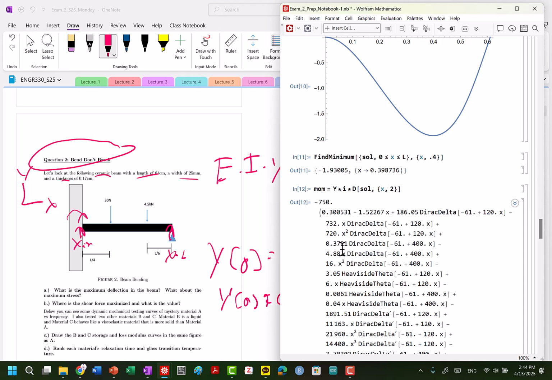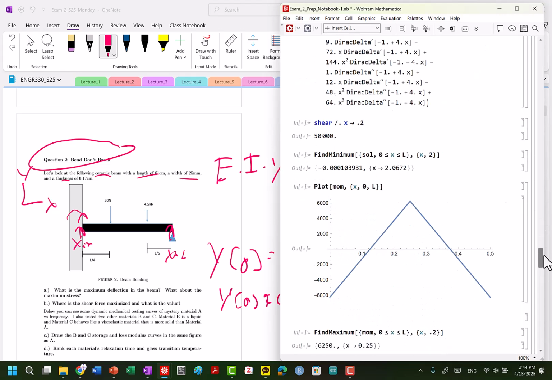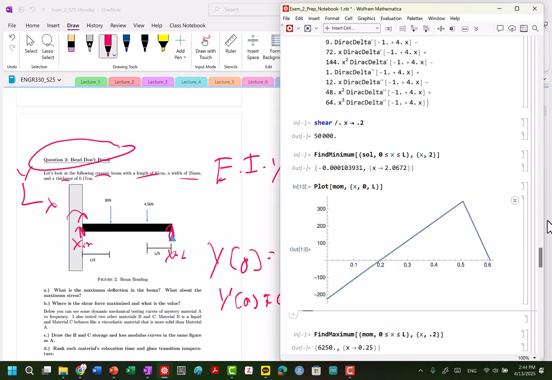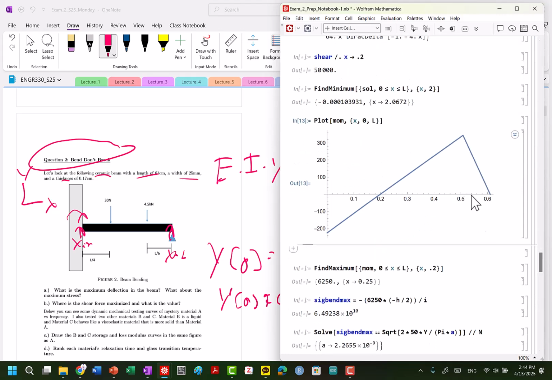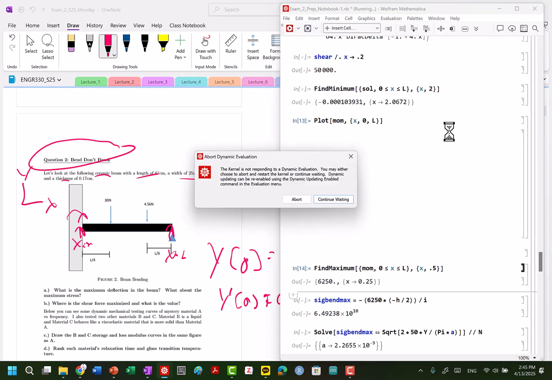What about the maximum stress? Let's go look at plotting the moment. So our moment is maximized here. Let's find the maximum of the moment. Let's look at it around 0.5 here. And we should know that we are definitely in positive curvature at that location because our beam is doing our smiley face at that particular location.